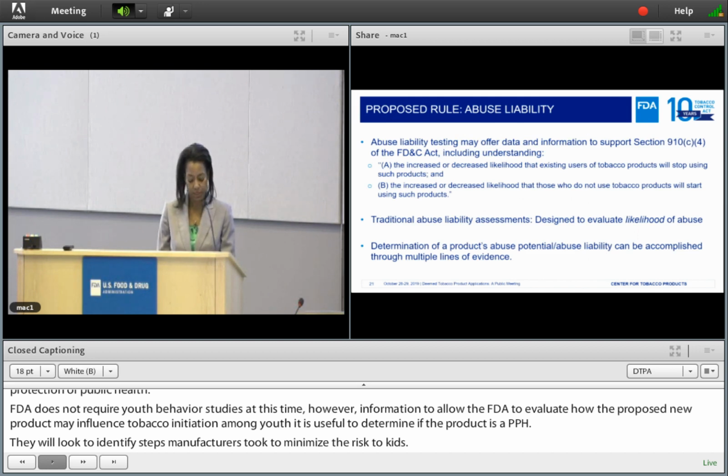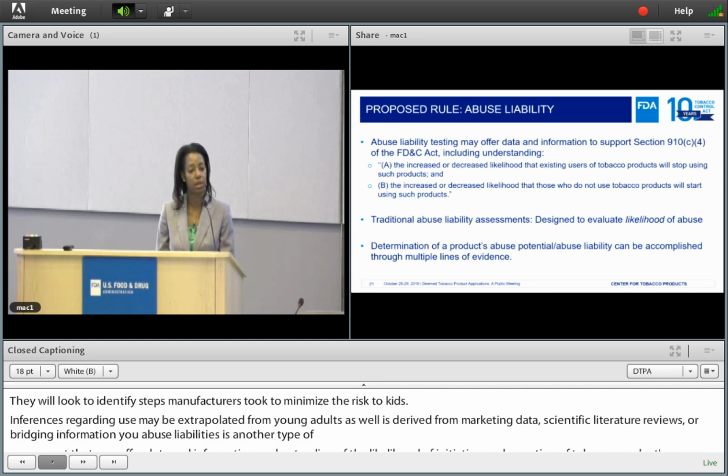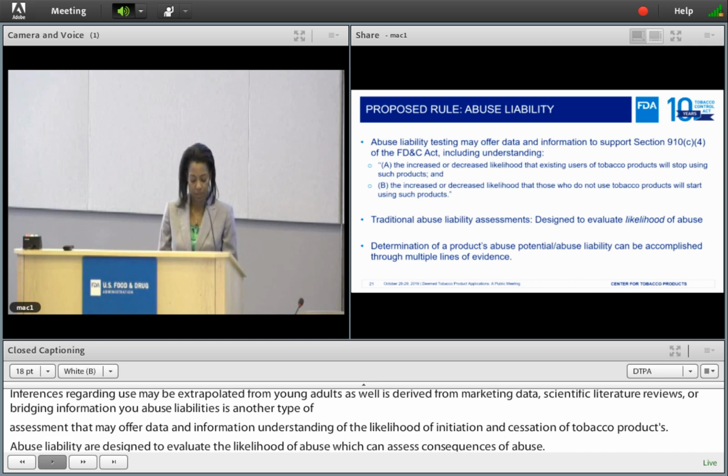Abuse liability testing is another type of assessment that may offer data and information to support an understanding of the likelihood of initiation and cessation of tobacco products. Abuse liability assessments traditionally are designed to evaluate the likelihood of abuse, which can also assess consequences of abuse. In general, the determination of a product's abuse potential can be accomplished through multiple lines of evidence.